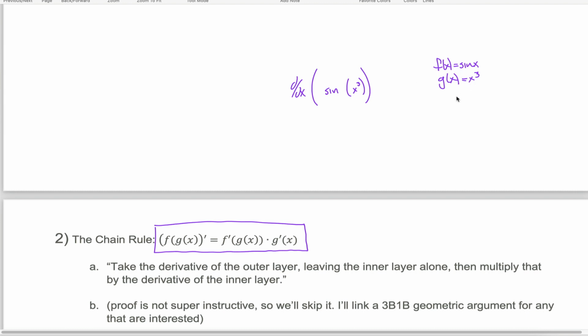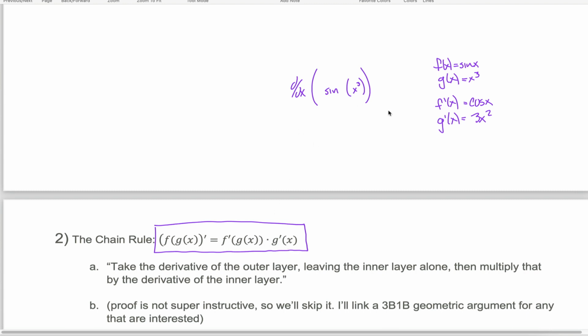If you are able to do that, then all we're missing to use this formula is f prime of x and g prime of x. And the good news is we could figure both those things out pretty easily. If f of x is sine of x, f prime of x is cosine of x. And if g of x is x cubed, g prime of x is 3x squared. With these four pieces of information, I can figure out this derivative by using this rule.